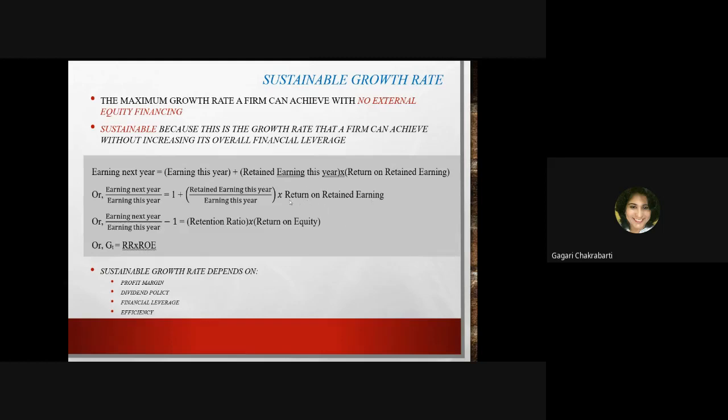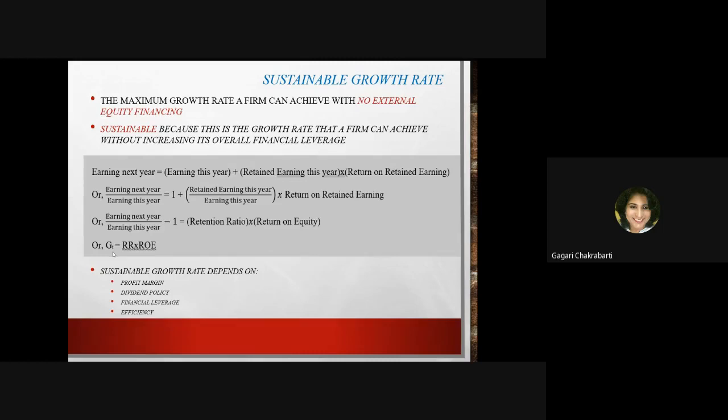Now how to get some estimate on the return on retained earning? You will have to have some proxy for return on retained earning. Since the firm is not going for any external equity financing, it will be financed with the existing equity. Therefore, the return on equity may be taken as a proxy of the return on retained earning. Therefore, the growth rate turns out to be the product of retention ratio and the return on equity. So therefore, we have come to another very important result. This is the sustainable growth rate for a firm.